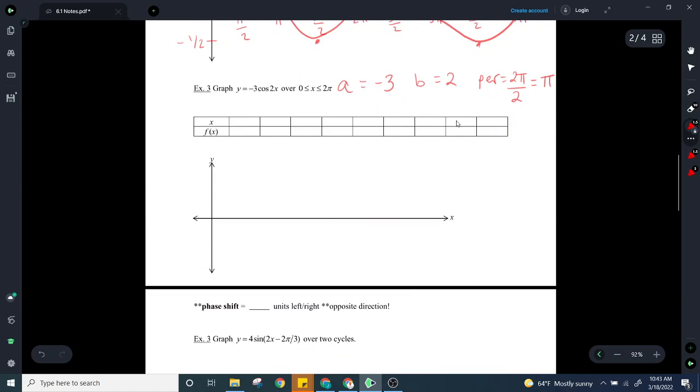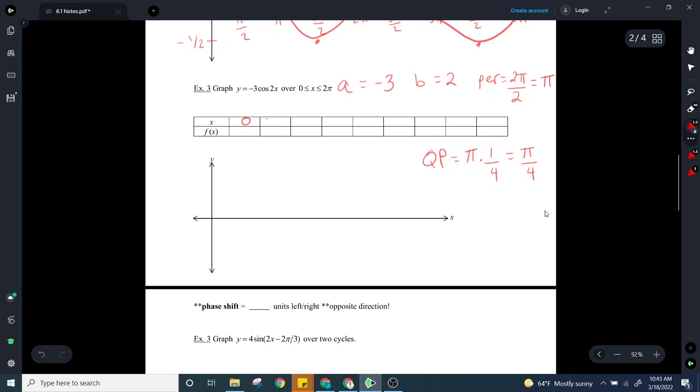So let me go ahead and get all the x values down first. Let's do the quarter period thing again we talked about. The quarter period means we're going to take the period and multiply it by 1/4. So the quarter period is pi over 4. So every pi over 4 radians, there's going to be another key value. There's no phase shifting, so my x value starts out at 0. Then my next key value is going to occur pi over 4 units later because that's the quarter period.